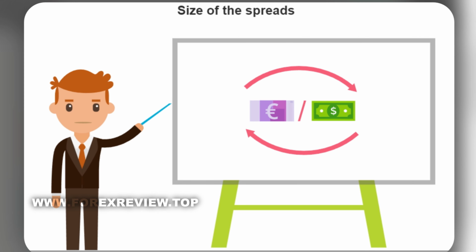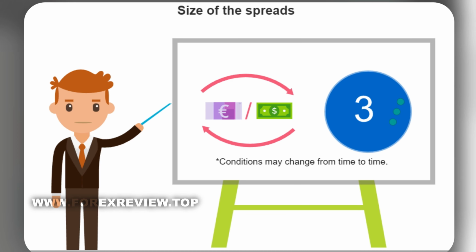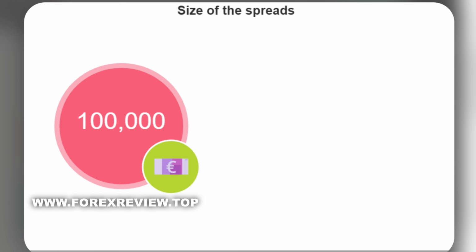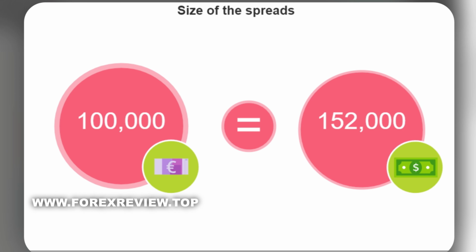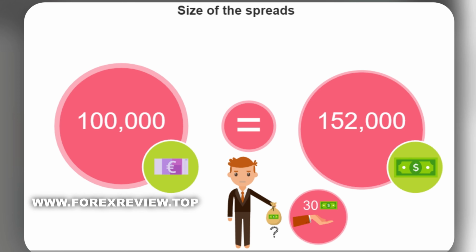Size of the spread. Do you know what the accepted ask-bid spread is for the euro to dollar exchange rate? 3 pips. So in order to perform a transaction of 100,000 euros, which is equal to $152,000, how much commission must we pay? Well, if every pip is equal to $10 in a transaction of 100,000 euros, and the spread is 3 pips, we're going to pay $30 in commission, which includes the purchase and the sale.